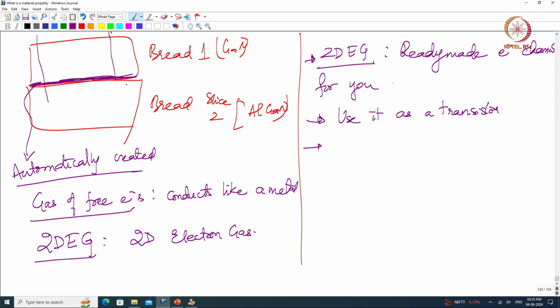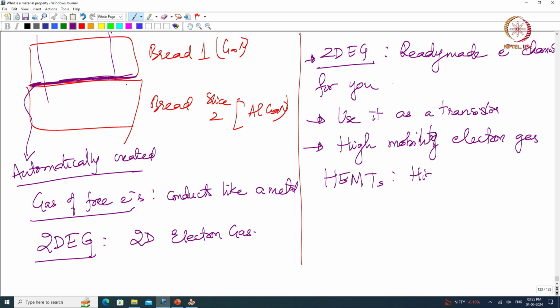And it turns out that this is created because of differences in polarization, and this is a very high mobility gas, which means that the resistance for flow of these free electrons is very small. So this is a high mobility electron gas. As a result, the transistors that you make out of these structures are what are called HEMTs, or high electron mobility transistors. This is the theory.